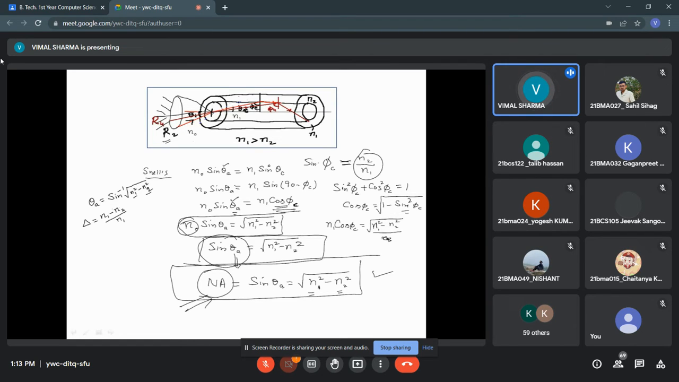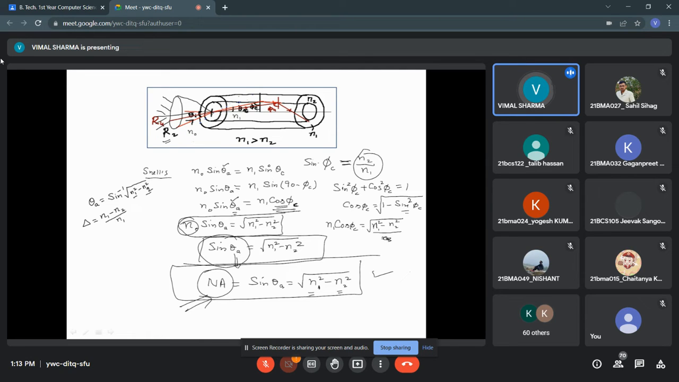Generally, this is given. Manufacturers know the fractional refractive index change for a given fiber, and on the basis of that number, they decide how they can increase or decrease the numerical aperture. So we should have this relation, how numerical aperture depends on delta, that is fractional refractive index change.